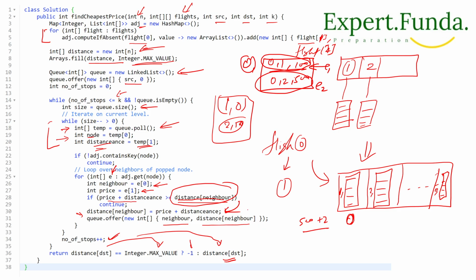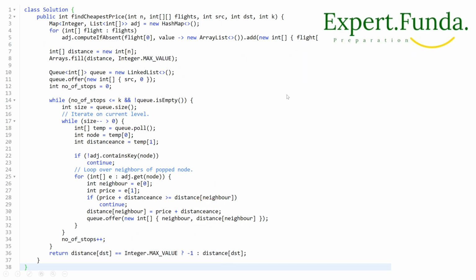And that's all, guys. I think we have covered everything. Let me summarize this one so we will understand clearly. First of all, we will create an adjacency list, and from the adjacency list we will fill the max value. After that we will take a queue and we will update the initial value.